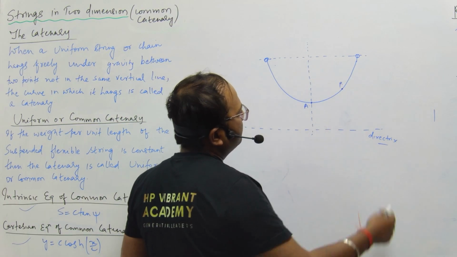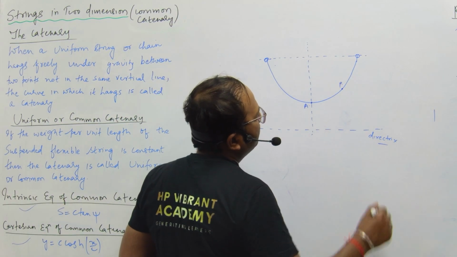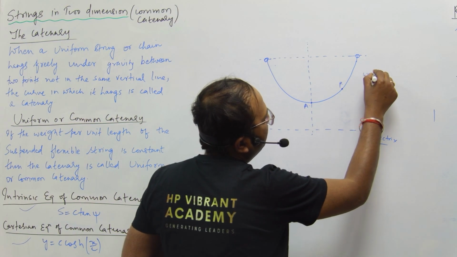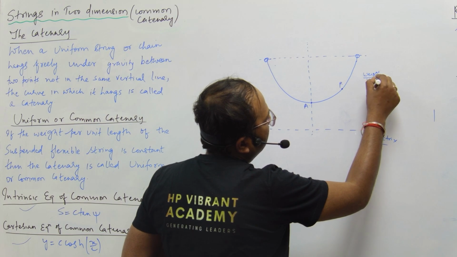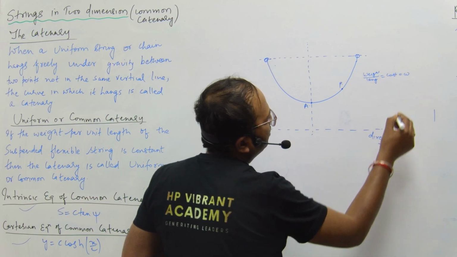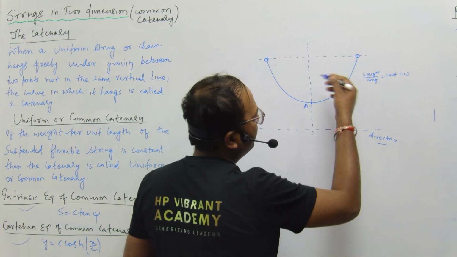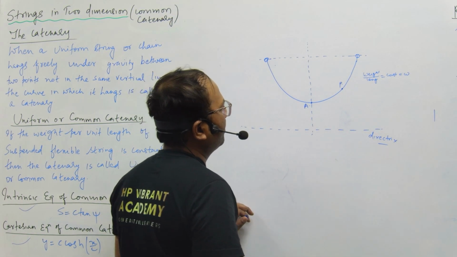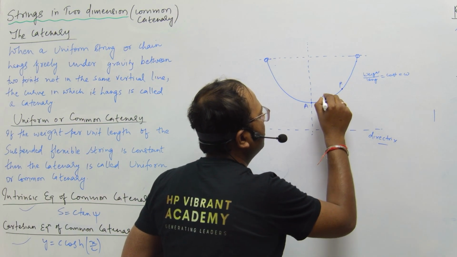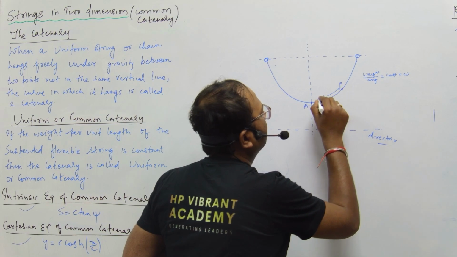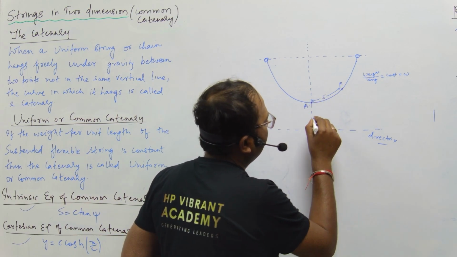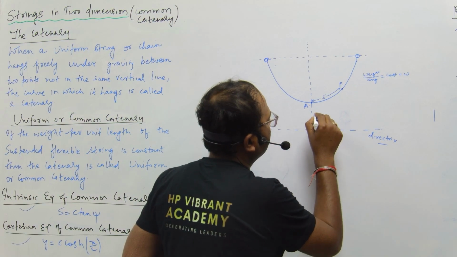As we have studied, in the case of a common catenary, the weight per unit length of the string is constant. Let us take this as small w. Now let us consider the length of the string AP as small s, and the distance of point A from the directrix as small c.